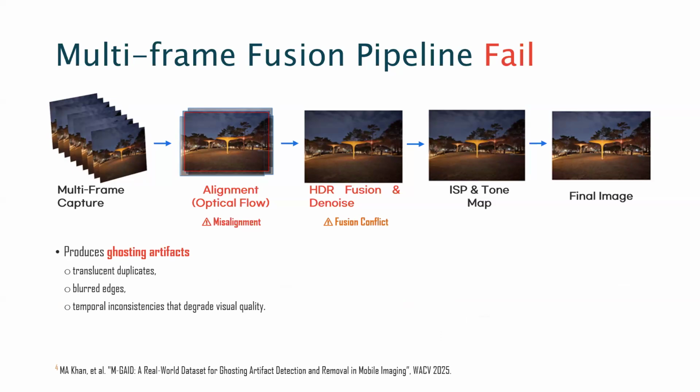So these sorts of misalignment and fusion conflicts, or this collapse or failure of the fusion pipeline, generate ghosting artifacts: translucent duplicates, blurry edges, some subtle but very visible patterns that aren't even in the images, and temporal inconsistency that degrades the overall image quality.